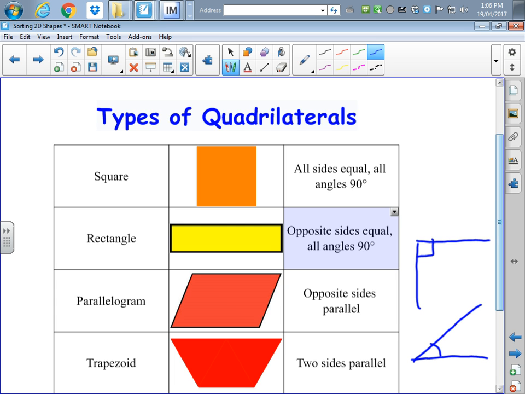It's called an acute angle. It's so cute because it's smaller than 90 degrees. It's acute angle.